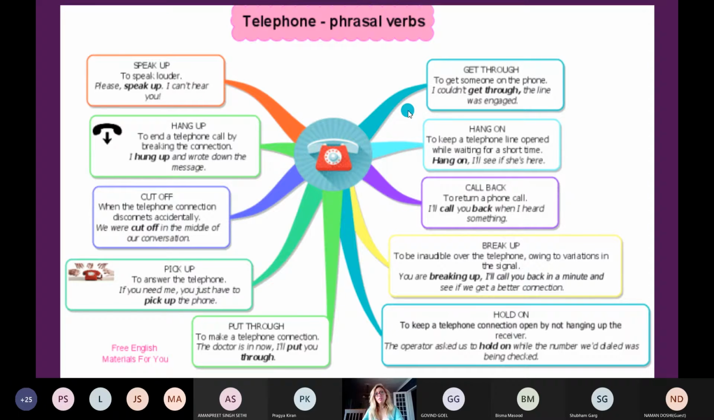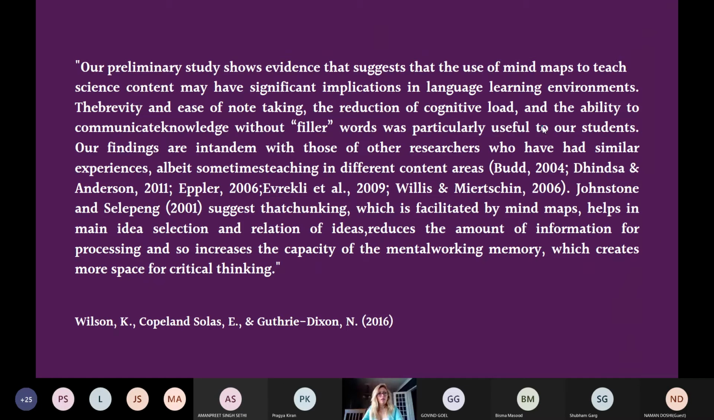So you can just add some box branches. It doesn't have to be only keywords. You can just add some box branches. It's also available in most of the digital software, and you can also write in box branches. It's okay.